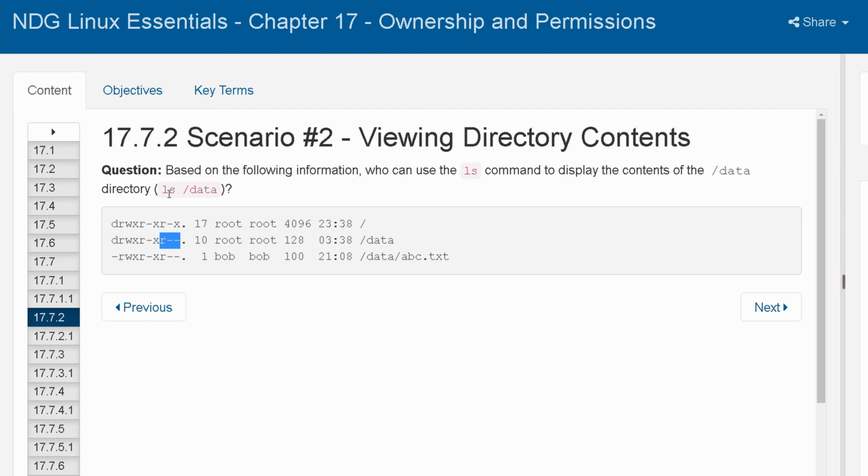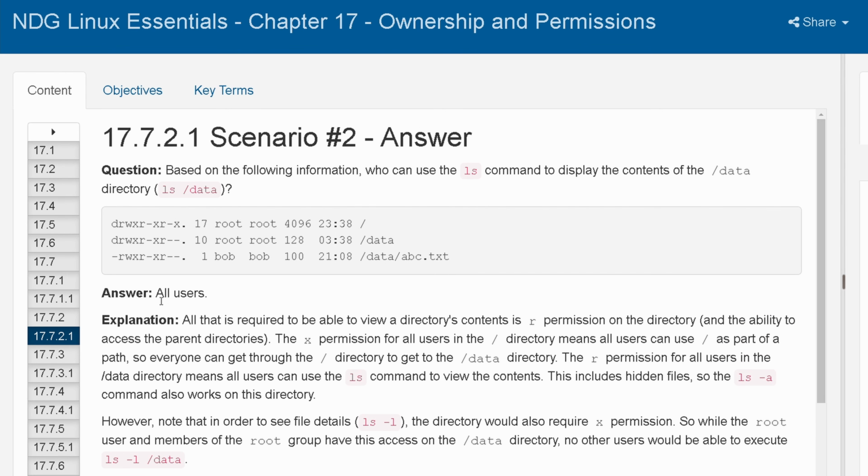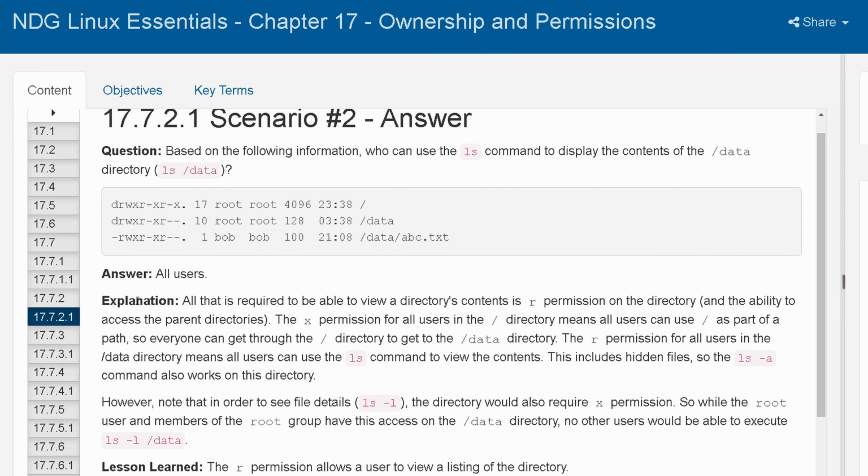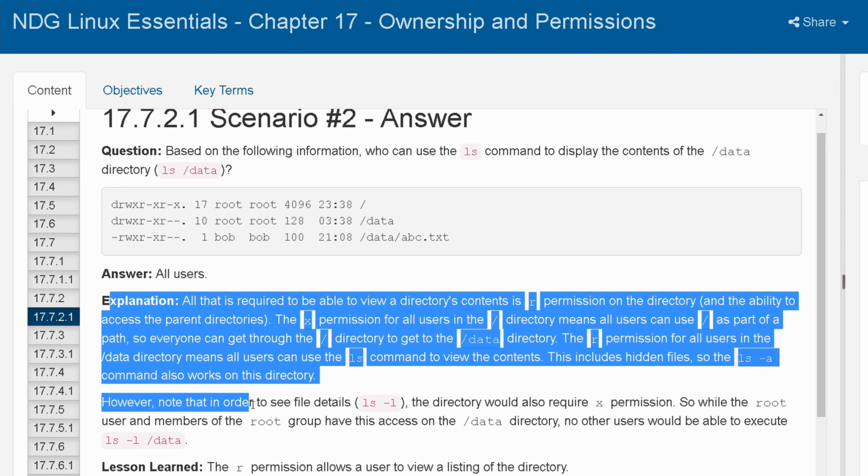Since ls is just reading, we are able to read into /data, not /data/abc.txt, because we can't execute into this line. But anyone, because this is world permissions, with the read right here, since we have an R, can read the contents of the /data directory. If we do next, we see that all users can, and then we have more explanation right here.